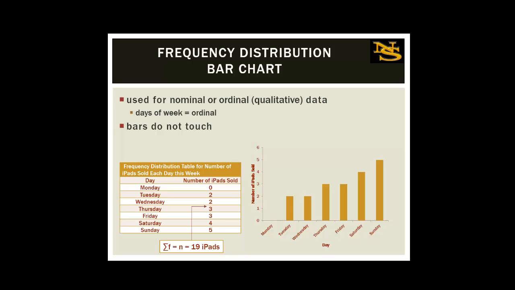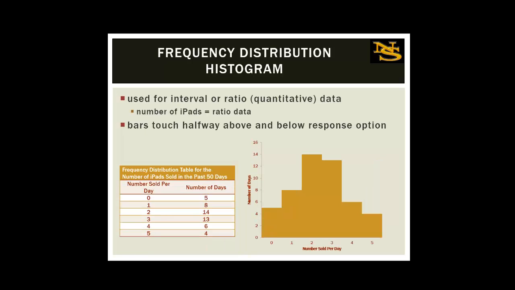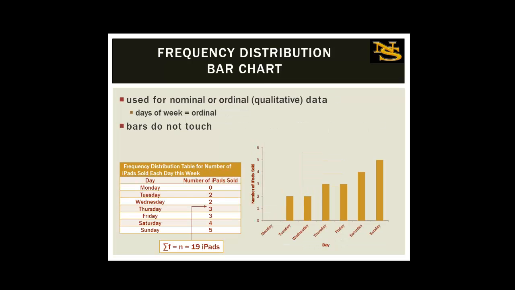So now the variable that we are counting, essentially, the variable that we're looking at and looking at frequencies for, is the day of the week, and that is an ordinal variable. It can be placed in a meaningful order, but it really doesn't have any numeric quality to it. So if you look at the bar chart, you can see that whereas the histogram, the bars touch, in a bar chart, they do not touch.